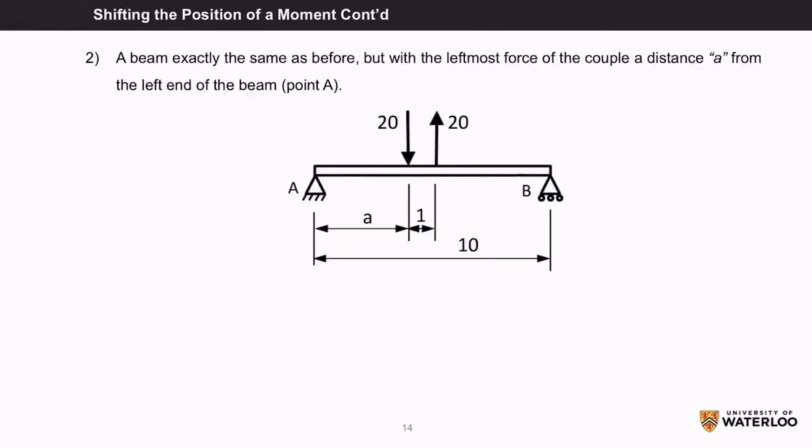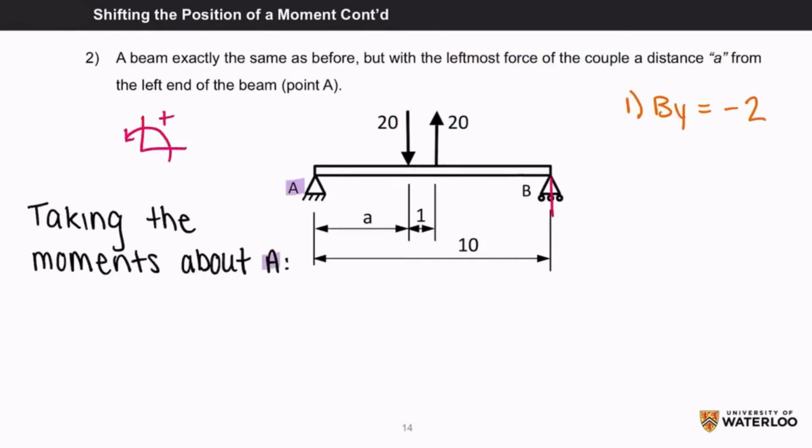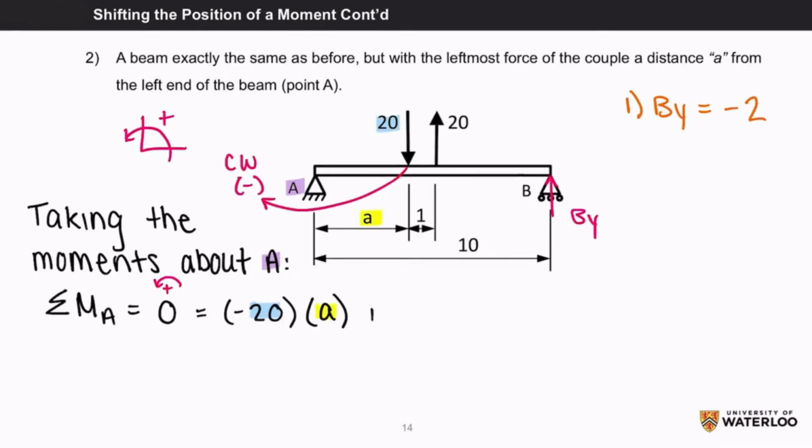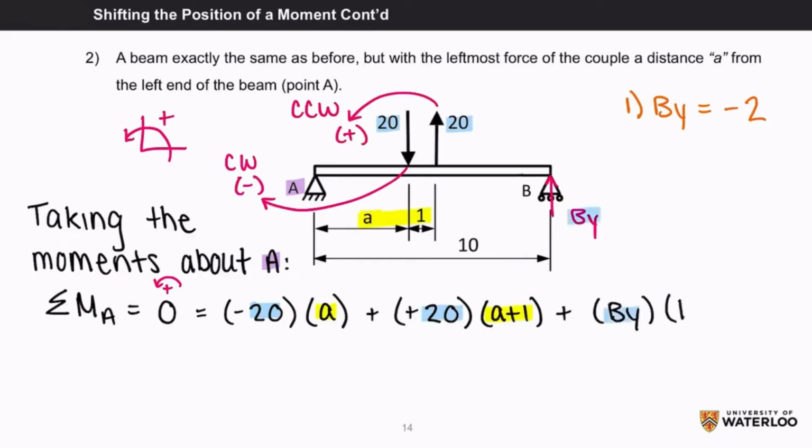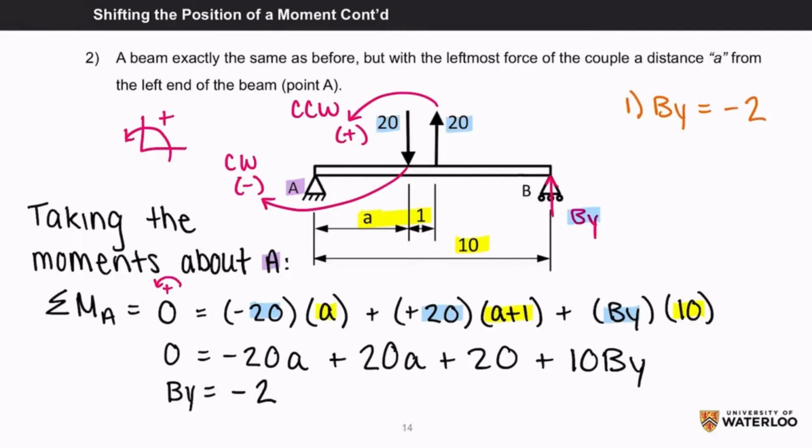Second, let's look at a beam exactly the same as before, but with the leftmost force of the couple a distance A from the left end of the beam, point A. First, let's recall the final answer from problem 1, which was By equals negative 2. Taking the moments about A, we get M about A equals negative 20 times A plus 20 times A plus 1 plus By times 10. Solving for By, we get By equals negative 2.